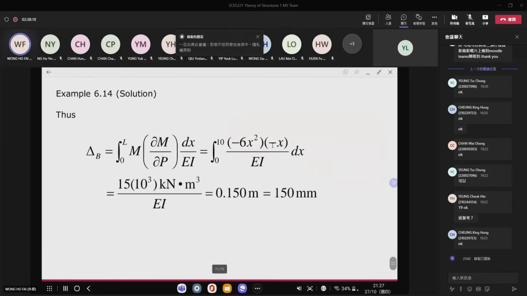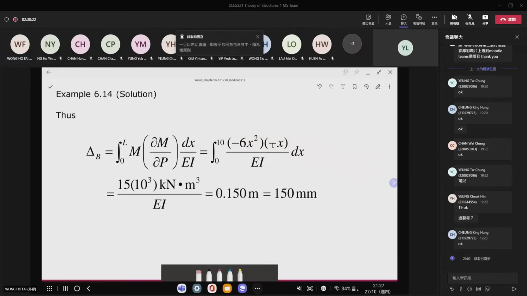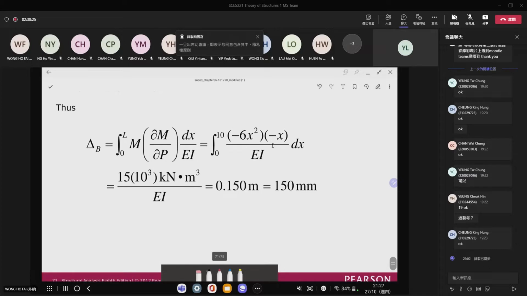So you have your moment equation, and then you have your dM/dP. So you just substitute dM/dP here. This is your moment. And this is your dM/dP. Then after the integration, you get 15 times 10 to the power 3. And then finally, you have 150 mm.